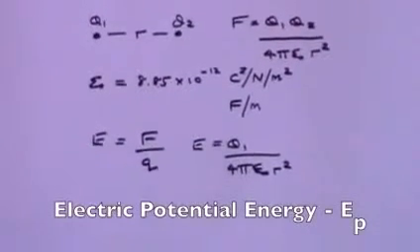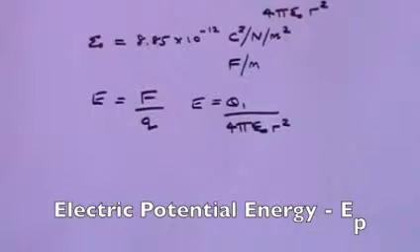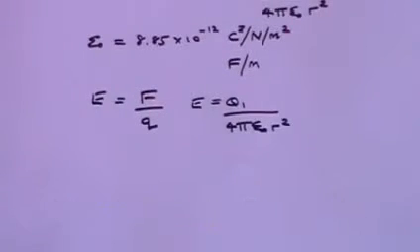Now we come to the concept of electric potential energy. And the electric potential energy is the work done to bring a test charge, little q, from infinity to a point r away from a main charge.